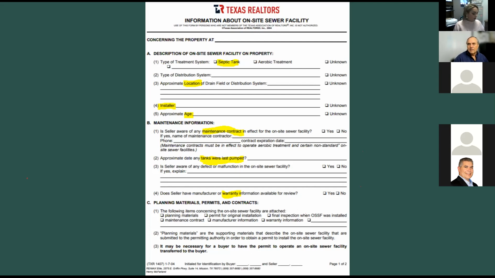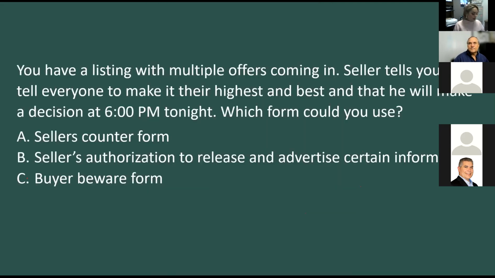And I have just a few more here. You have a listing with multiple offers coming in. Seller tells you to tell everyone to make it their highest and best, and that he will make a decision at 6 p.m. tonight. Which form could I use?